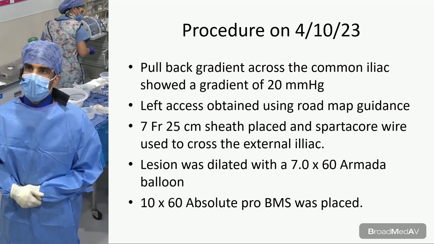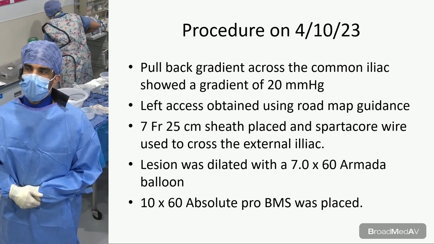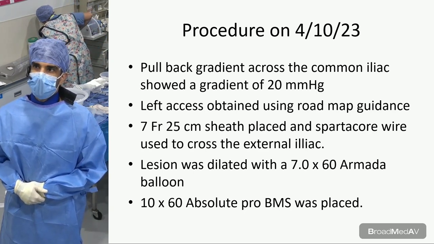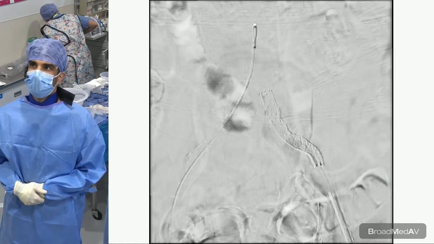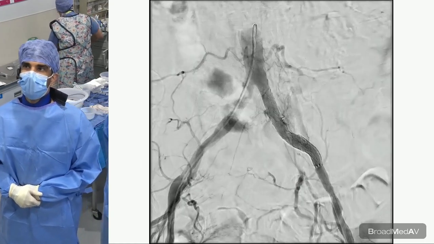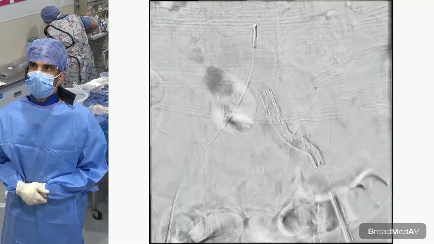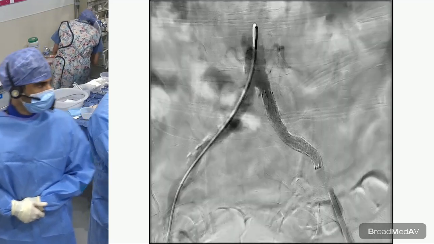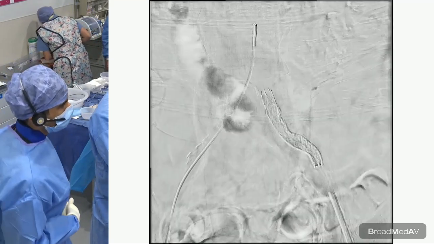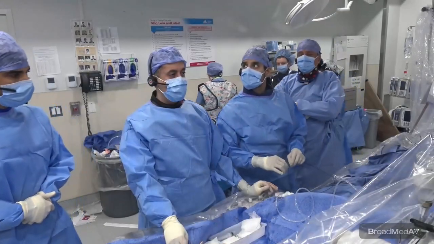A pullback gradient was done across the common iliac into the external with a gradient of 20. The lesion was dilated with a 7060, and he had a 10060 Absolute Pro placed. Next. This is the post picture with a really nice result. Since that time, he's undergone two debridements, vascular surgery, and he's coming back today for the left SFA. So that's a great presentation.